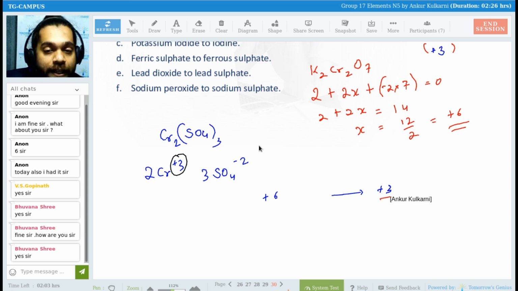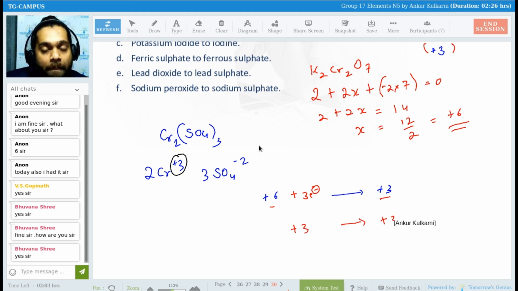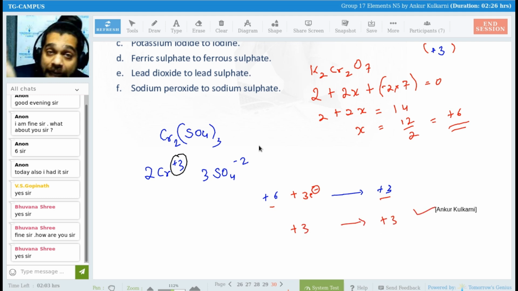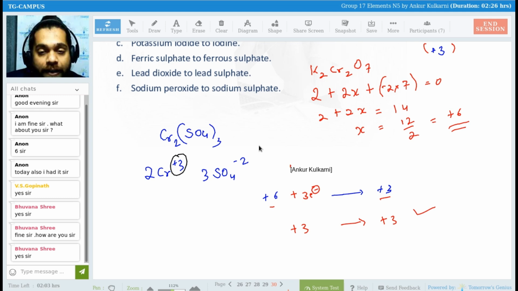Over here, I have plus 3. Over here, I have plus 6. Electrons mean what? 1 electron is minus 1. So how can I balance it? I'll add 3 electrons over here. Since I added 3 electrons, plus 3 balances. So 3 electrons on the reactant side.